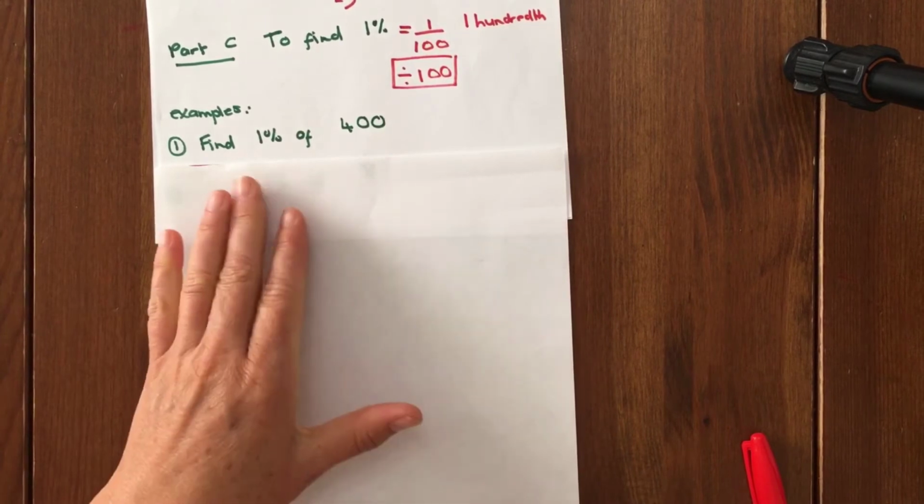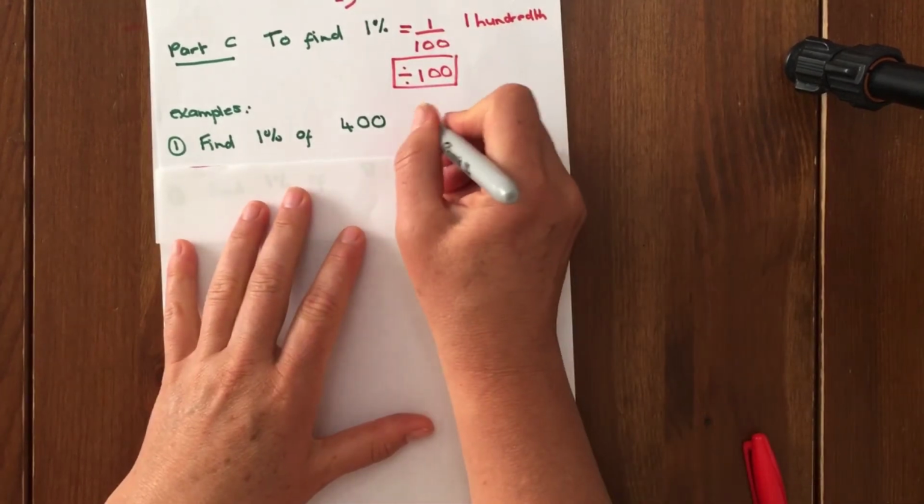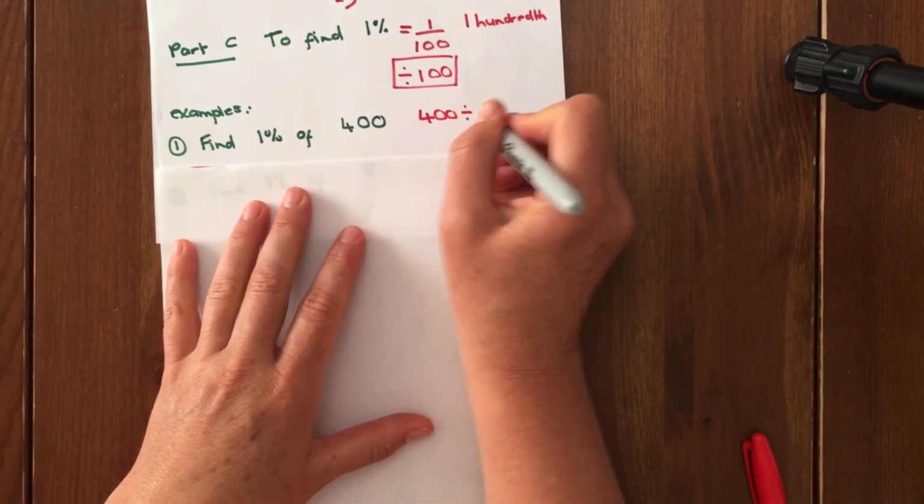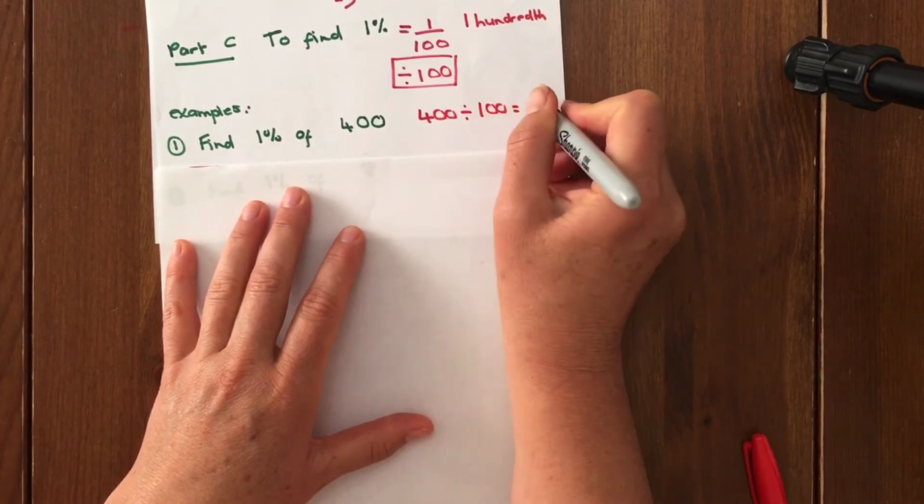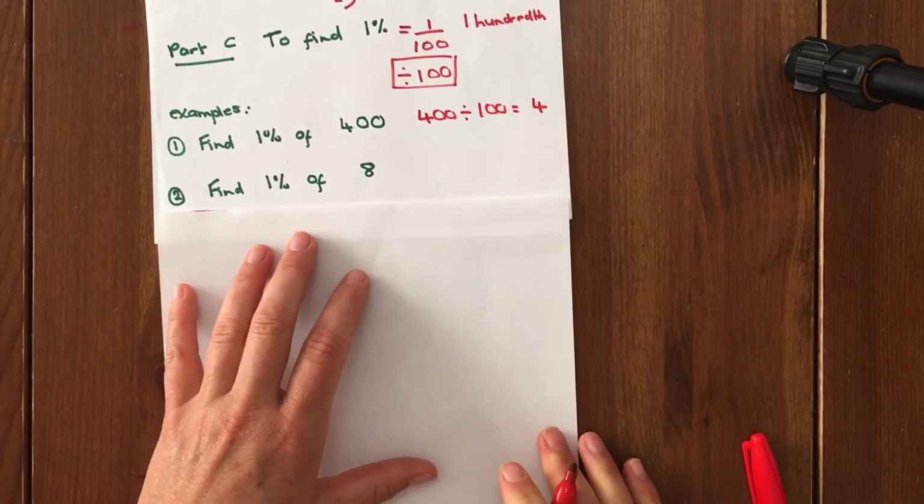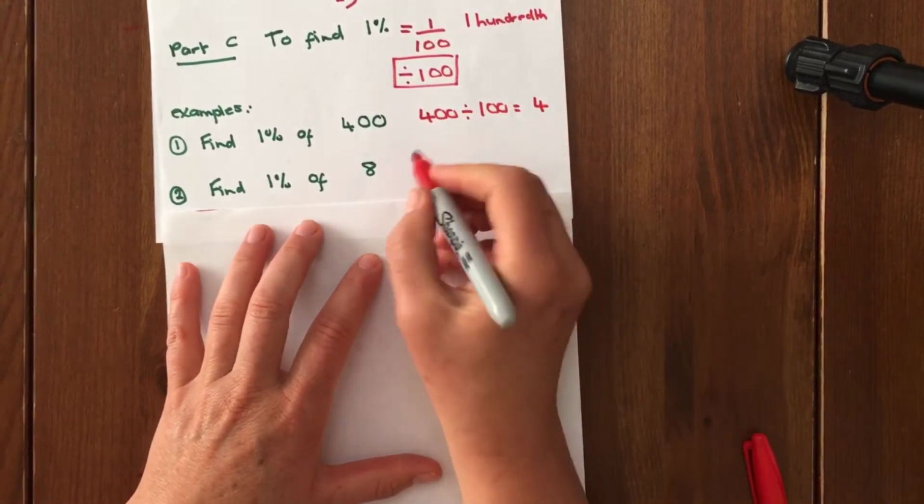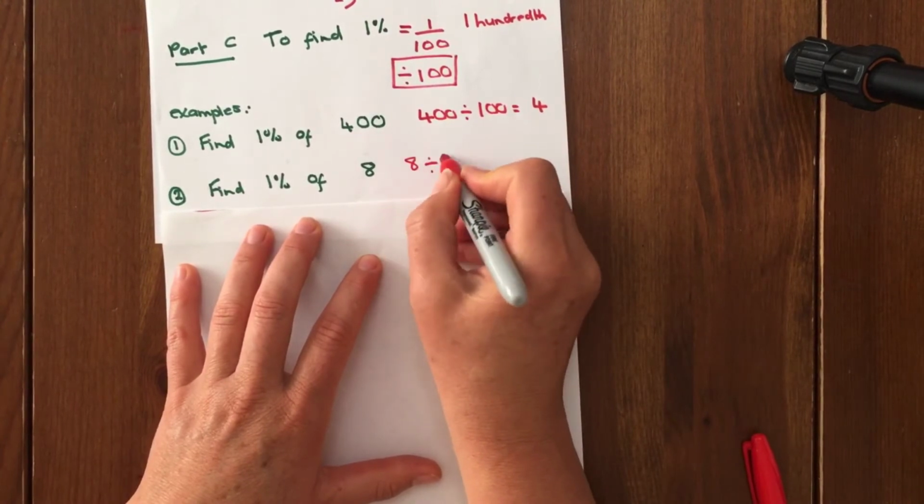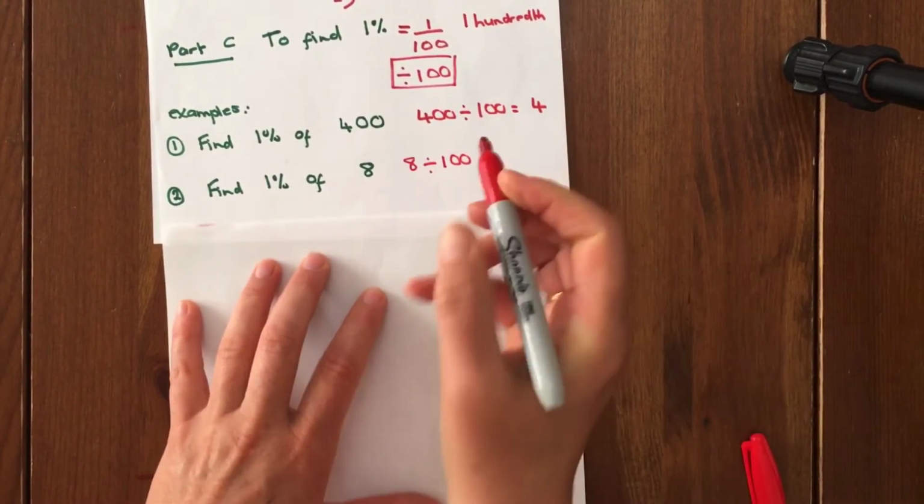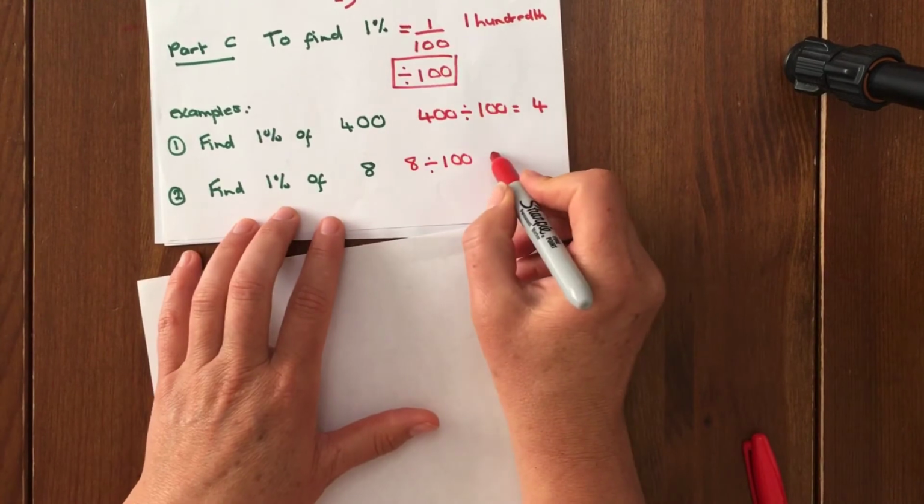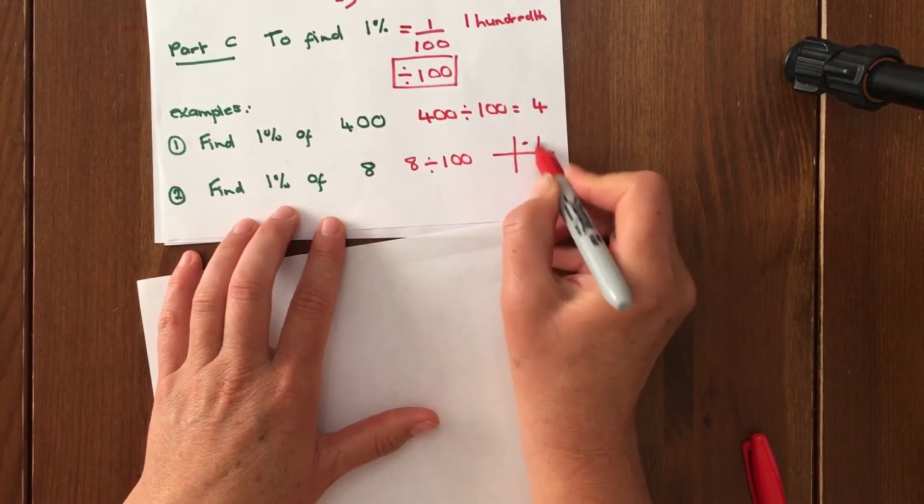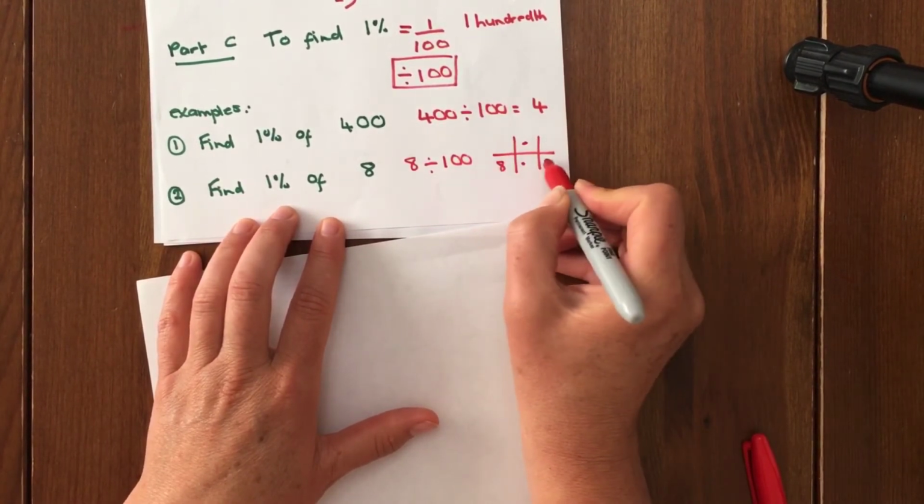So to find 1% of 400, I divide by 100. So I get 4. To find 1% of 8, well, I'm dividing 8 by 100. And remember, if you think about your decimal place, I've got 8.0.